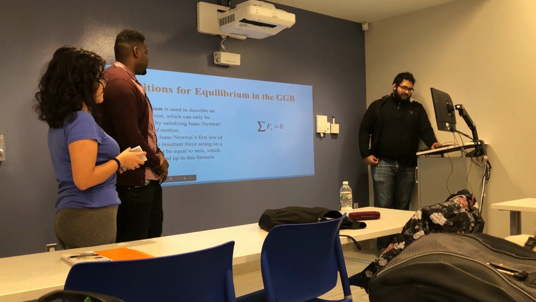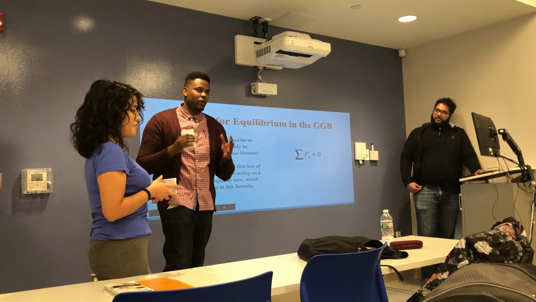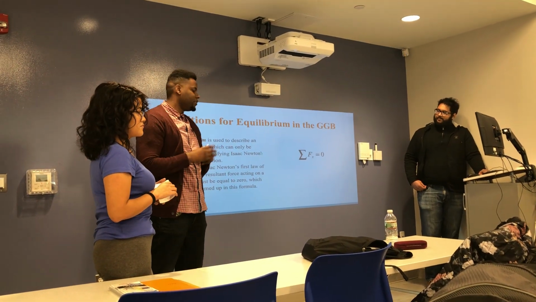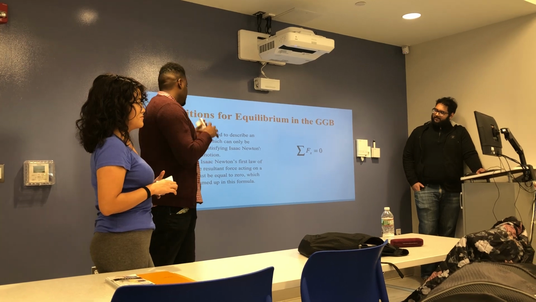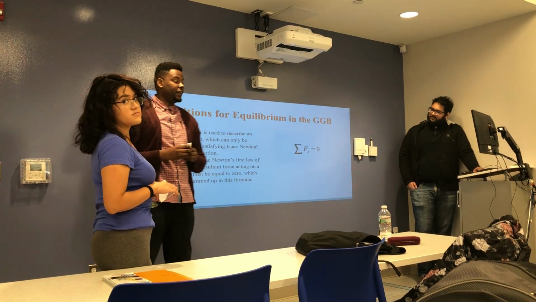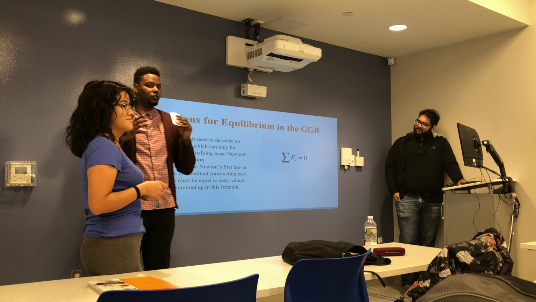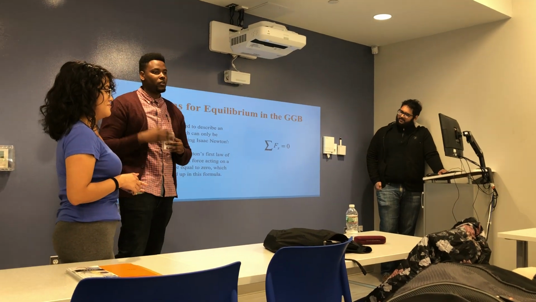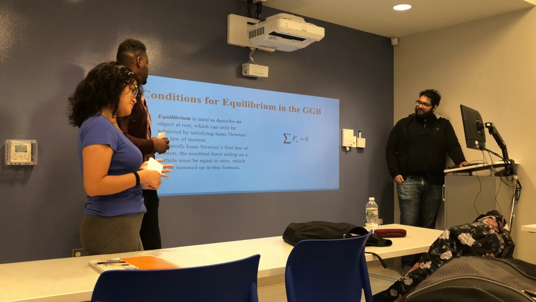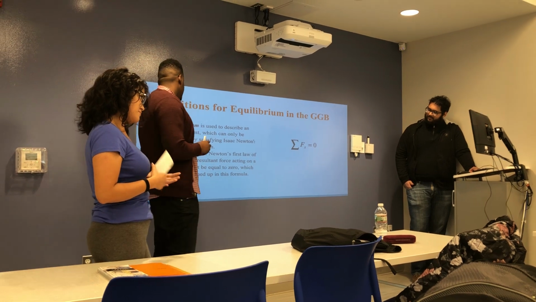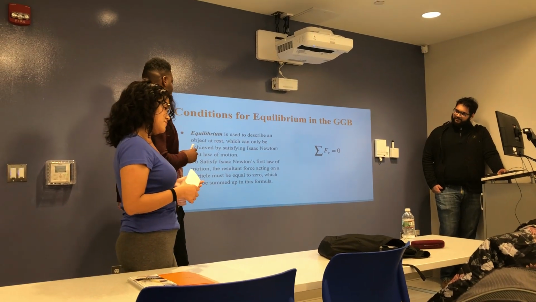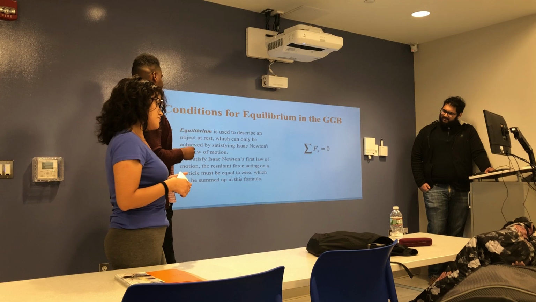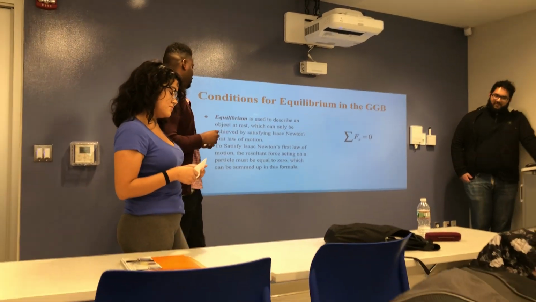All right, so basically I have the foundation, the introductory part of the project. My part is 3.1. So 3.1 basically speaks of equilibrium. Now equilibrium is not only the foundation of this chapter, but it's also the foundation of chapters to come. So equilibrium just basically is used to describe an object at rest, which can only be achieved by satisfying Isaac Newton's first law of motion.